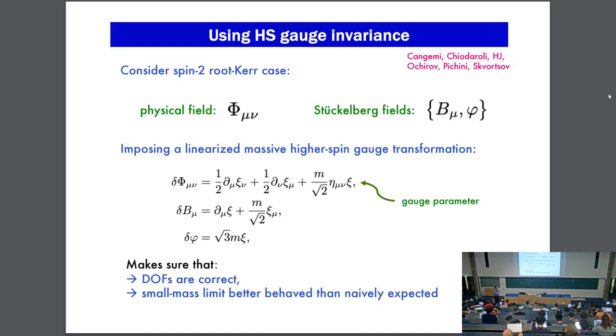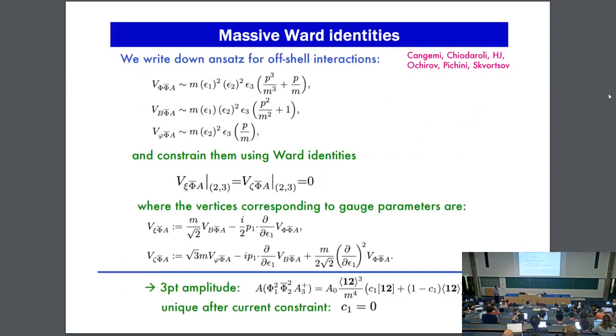Also, typically, we know that when we impose this on, for example, a spin 1 theory, this actually enforces the fact that this is a spontaneously broken theory, and therefore, when you take the mass to 0, this should be better than naively expected. All right, let me skip this.